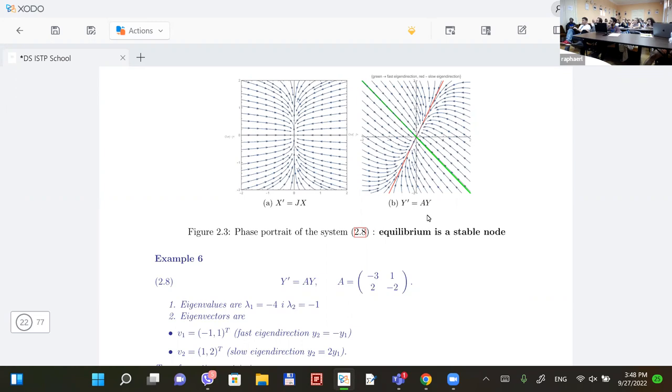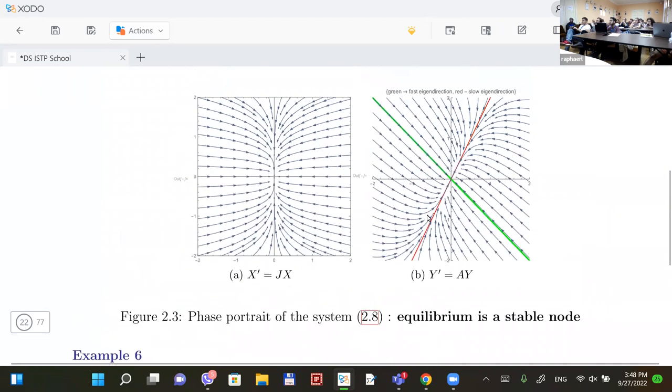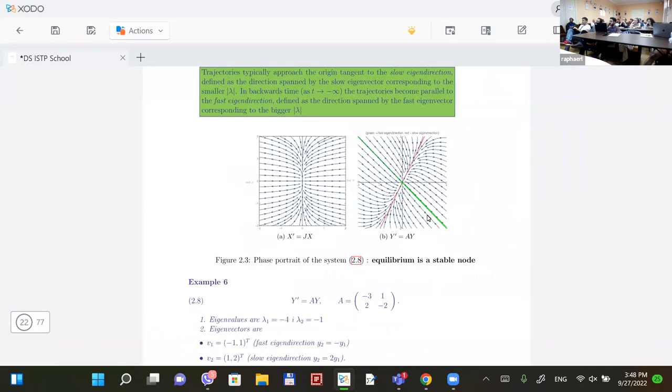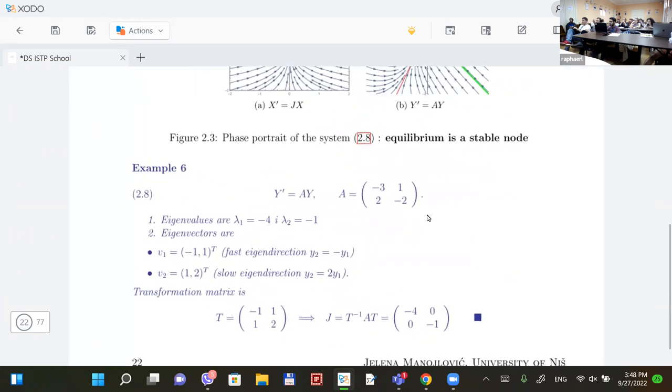And the pictures here are the phase portraits. On the left, you see the phase portrait of the canonical system, and on the right, the phase portrait of the original system. So what we have to do for the matrix, to plot: the eigenvalues are -4 and -1, and the eigenvector is (-1, -1). So the fast eigendirection is the line where the coordinate equals -6, if the other coordinate equals -1.